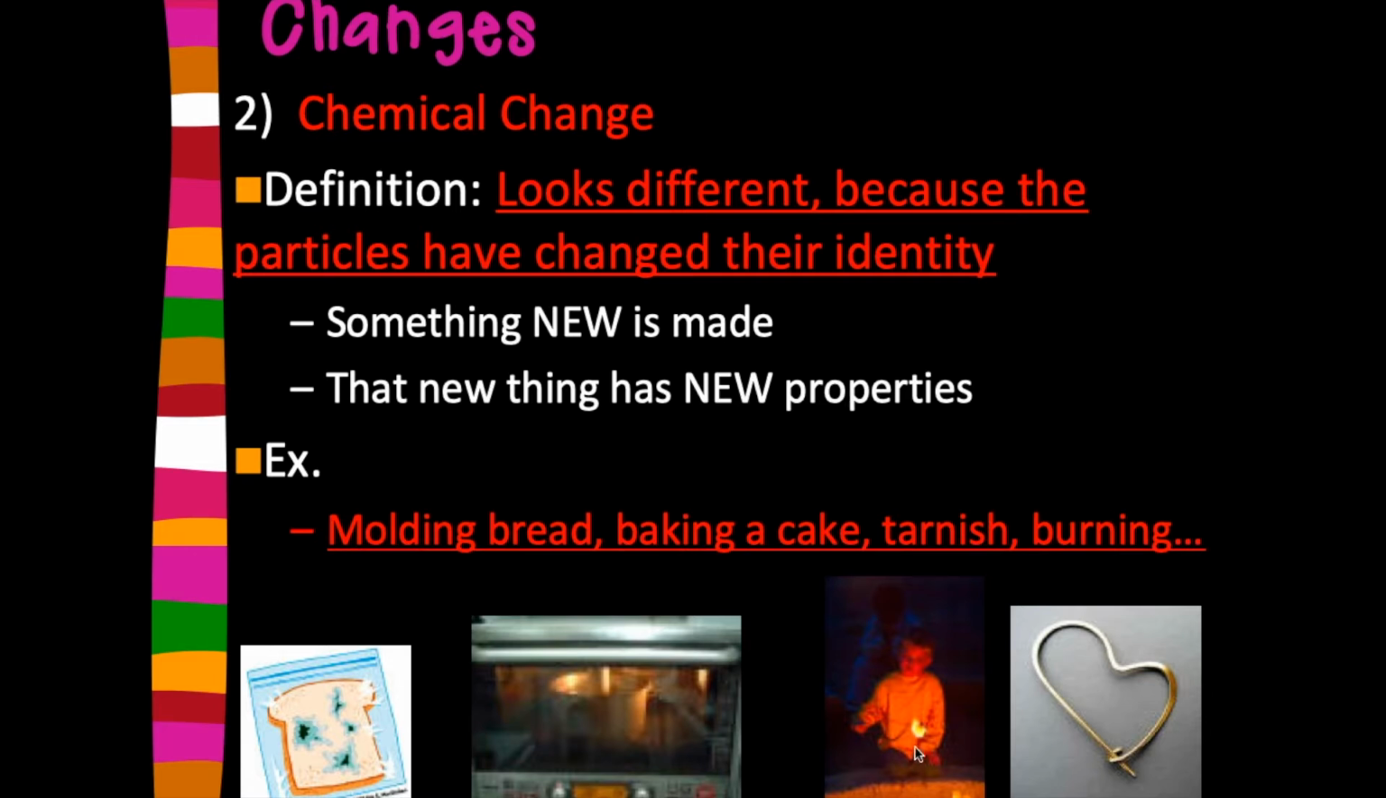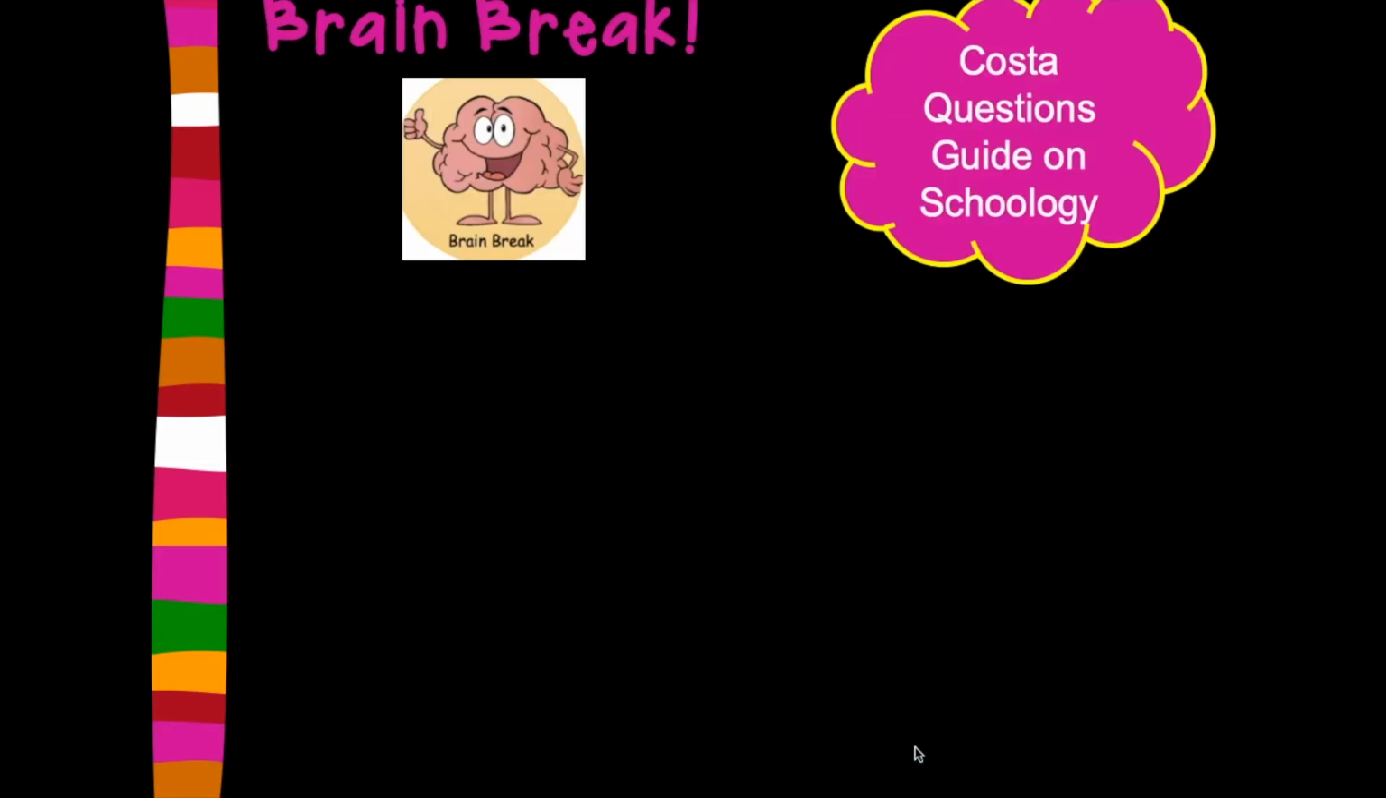And then burning. So when you're done burning a marshmallow or a piece of wood, at the end, the stuff you have left over is not the same as the stuff you started from. So that's what makes it a chemical change. Something new has actually been produced, and that new thing has a new identity. So that's the idea between physical and chemical changes.